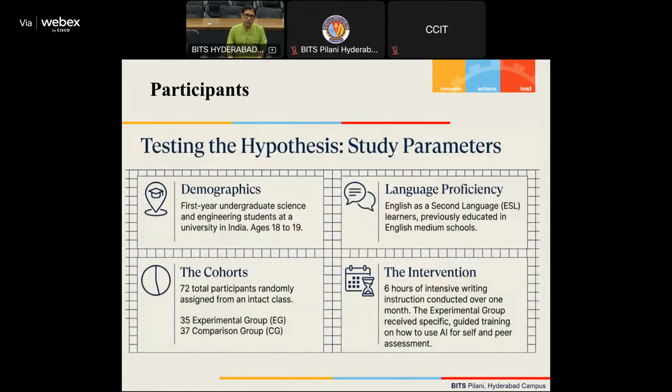I had these students who were science and engineering students, aged 18 to 19, more or less proficient learners. A lot of people came in, but finally I had 35 in the experimental group and 37 in the comparison group, because I divided two intact classes. The intervention was 6 hours only, not much, because I taught three components: comparison-contrast writing, cause-effect writing, and process writing.